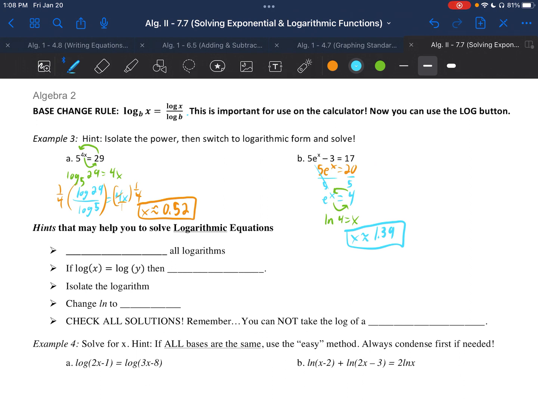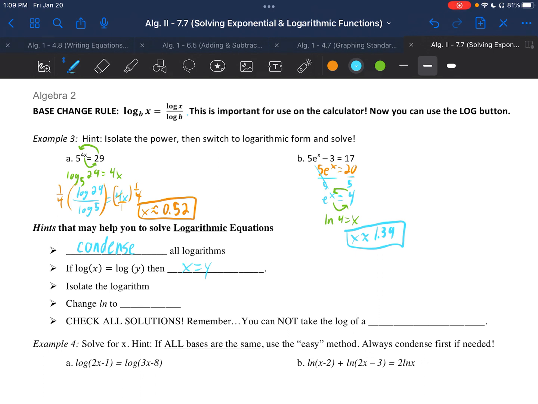All right, now we're going to start solving logarithmic equations. So a few different hints here as well. Condense all logarithms. So if they're expanded, condense them down. We just practiced that last lesson. If you have two logs of the same base, so in this case log base 10 of two different things, x and y, then they're equal to each other. That's very similar to that first hint we did for those exponential ones where we just said, hey, both things were 7 to some power.